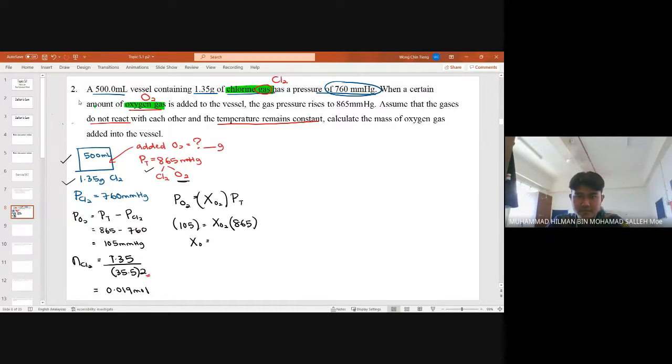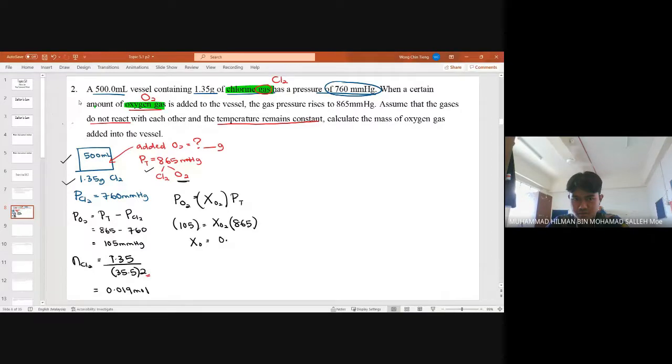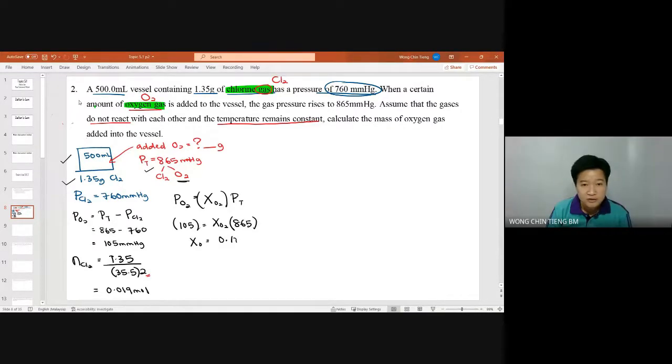0.1214. 0.0, sorry, 1214. Is that the same with you, Sabila? Okay. And what I'm trying to show you over here adalah unit tak penting. Yang penting unit kena sama. Okay. So human kat sini tak payah tukar ATM pun tak apa. Sebab unit dia dah sama dari awal. Kita tak guna ideal gas equation. That's why kita boleh keep it in millimeter mercury. Okay. Very good. So you got the mole fraction of oxygen over here.